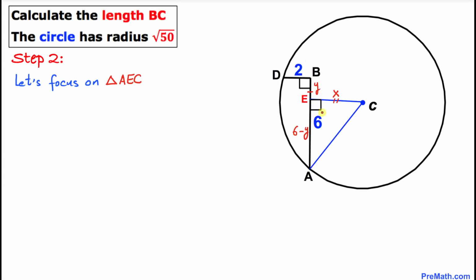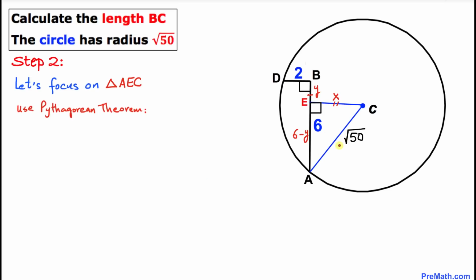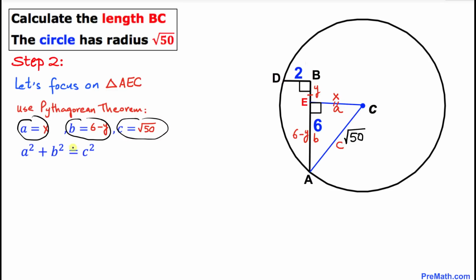And now in this next step, let's focus on this triangle AEC. And since this triangle is a right triangle, therefore we are going to use the Pythagorean theorem. And here's the Pythagorean theorem: a square plus b square equal to c square. And now this longest side AC I'm going to call c, this horizontal side I'm going to call a, and this vertical side is b. Let's go ahead and fill in the blanks. A in our case is X, b is 6 minus Y, and c is square root of 50.